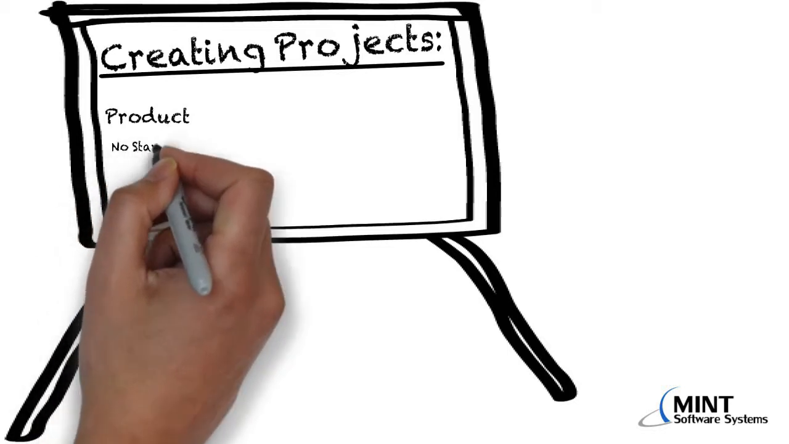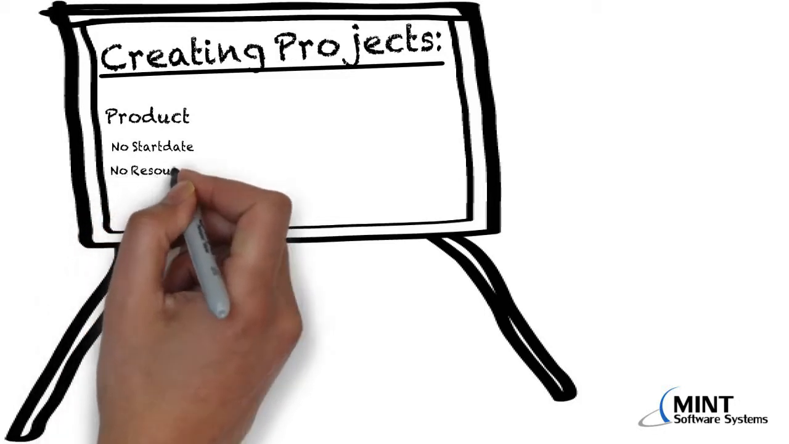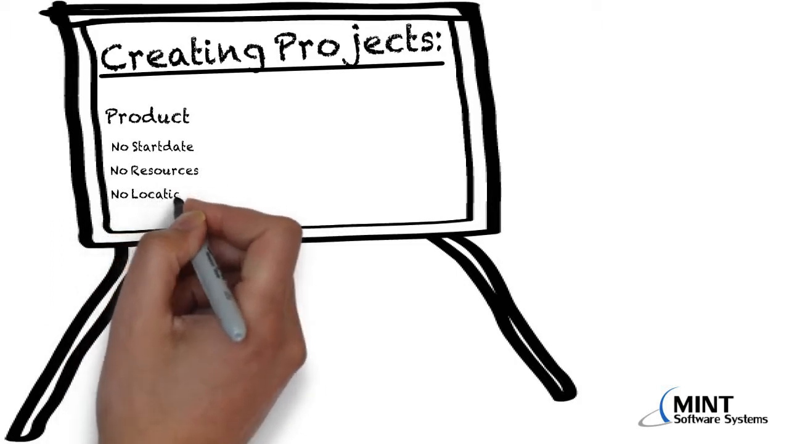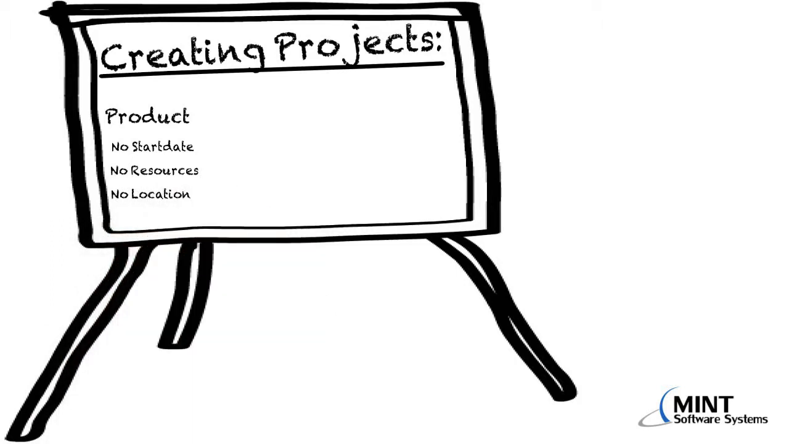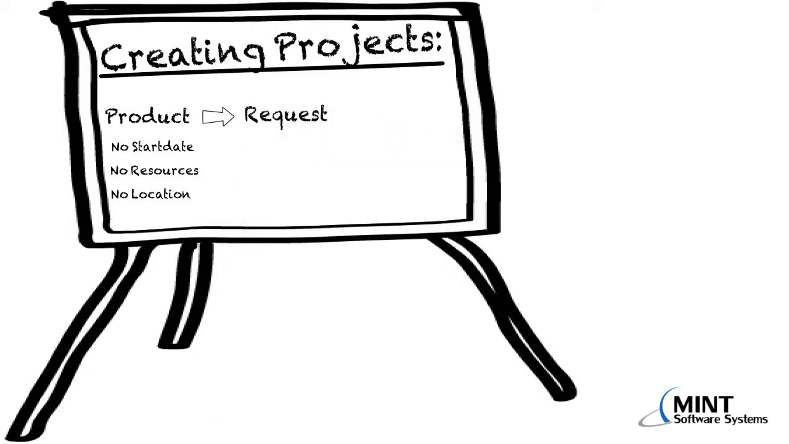Please remember that there's no start date yet, it's not scheduled. There are no resources, just references to qualifications, and no location. This is the product. Now let's assume we have a need for 15 classes. So as a next step, we have to create 15 requests.